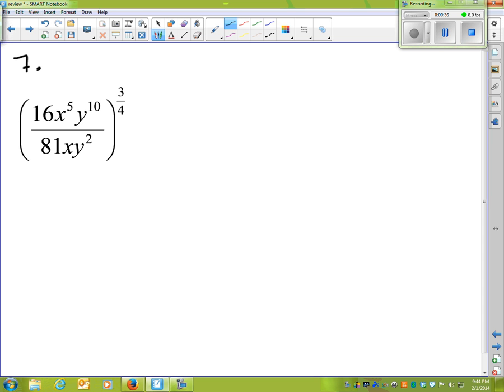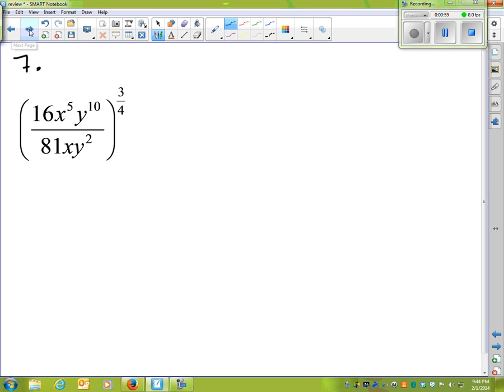Number 7 is simplifying your exponents. There is no equal sign in this problem. You cannot multiply the power by its reciprocal. And I'll say it one more time. You cannot multiply the power by its reciprocal. I have to work with the numbers that I've been given.